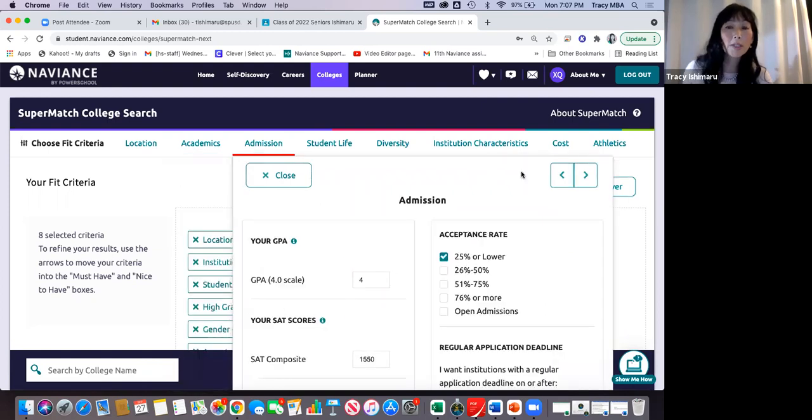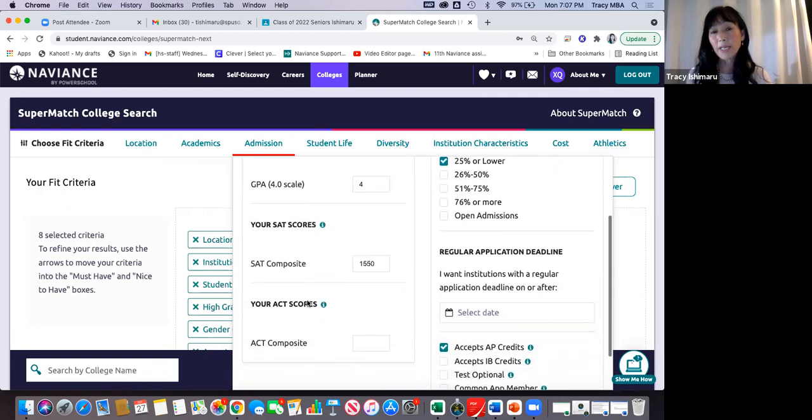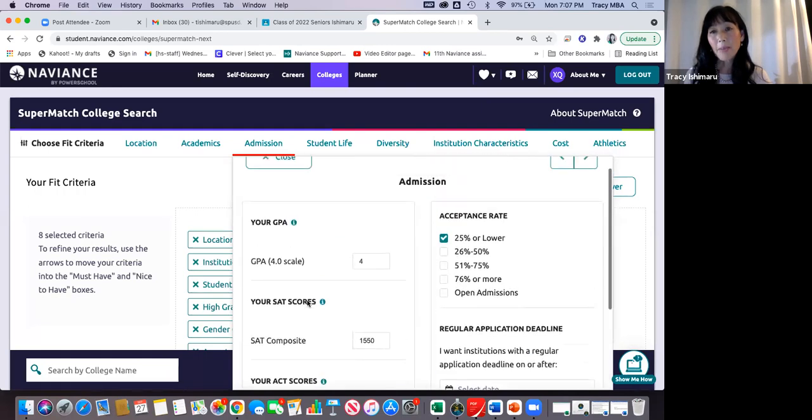The next one talks about admissions. So where their GPA is. If they have an SAT score, they would put it in here, or an ACT. And what is the acceptance rate of that particular school.